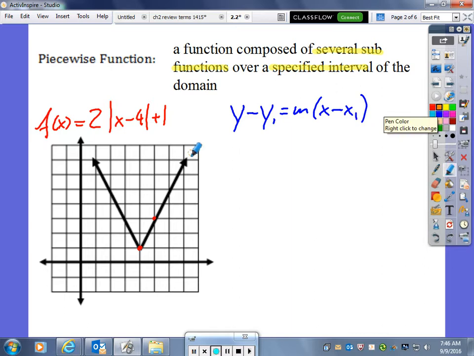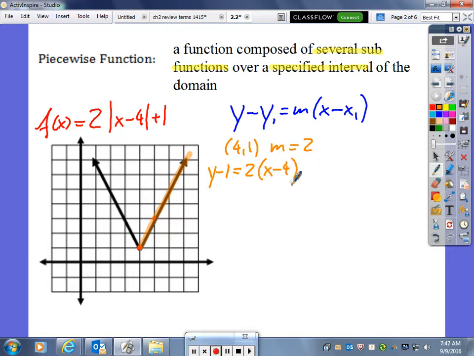So let's look at one part of the function, this line, and we know that this line has the point 4, 1 as part of it. And if we look at the slope, up 2, 1 to the right, our slope m is equal to 2. We can use this and plug it into our point slope form. Y minus 1 is equal to 2 times, open parentheses, x minus 4.